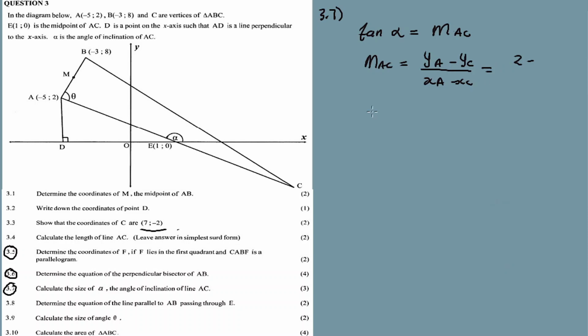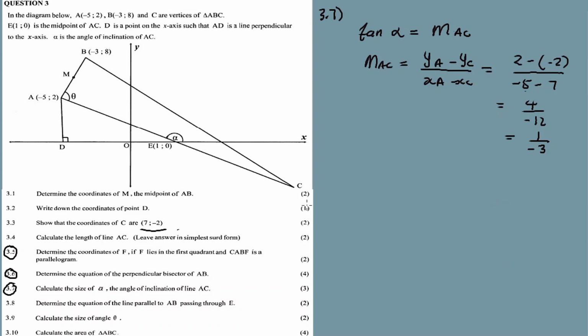So y A is 2 minus y C. Don't forget the coordinates of C, it's negative 2, divided by x A, minus 5, minus x C, 7. Negative 5 plus 7... isn't it 12? So the answer should be 1 over negative 3. Didn't we calculate this already? Oh, negative 1 over 3.